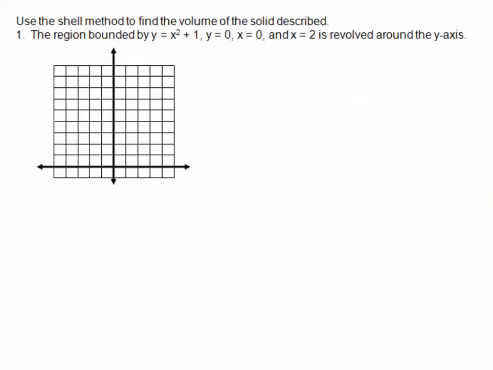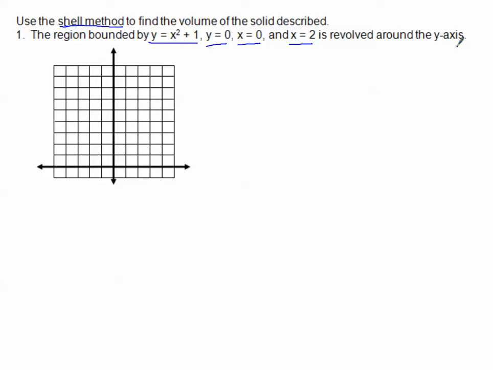Number 1, use the shell method, and I specify that because that doesn't always need to be used. When you learn this method, you'll learn that you have a choice and you pick the most efficient method to use. Use the shell method to find the volume of the solid described. Number 1, the region bounded by y equals x squared plus 1, y equals 0, x equals 0, and x equals 2 revolved around the y-axis.